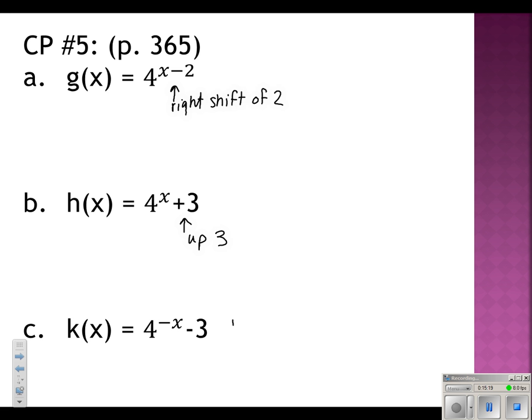Okay, so on this one we have a reflection, and we are going to go down 3. All right, so all 3 of these in general come from the 4 to the x function. Then that other part that's tacked on, or those transformations that are done to it, are going to shift it the way that we have written here on our solutions. Okay, so it's kind of the same thing as when we were shifting those other functions. So you might have to brush back up on those shift rules.